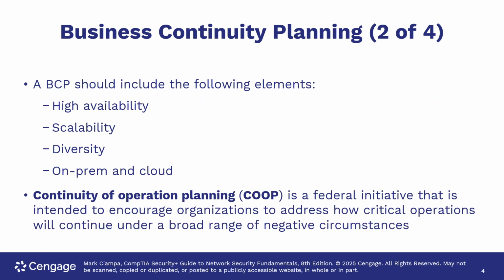So a BCP, business continuity plan, should include the following elements: high availability, scalability, diversity, and on-premise and cloud. The term continuity of operation planning is a federal initiative that is intended to encourage organizations to address how critical operations will continue under a broad range of negative circumstances.